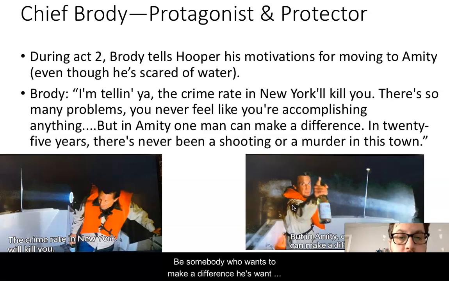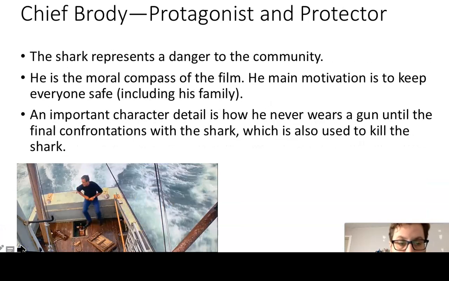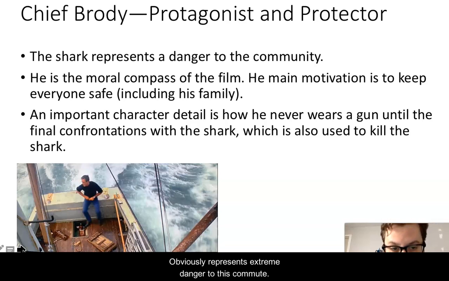He's somebody who wants to make a difference. He's somebody that can protect and keep people safe. And in New York, he felt like he could not do that. But here in Amity, he feels like one man, mainly himself, can make a real difference to the community. So the shark, obviously, represents an extreme danger to this community.